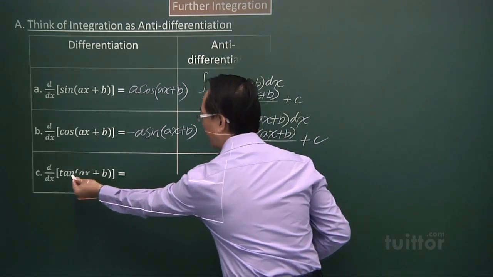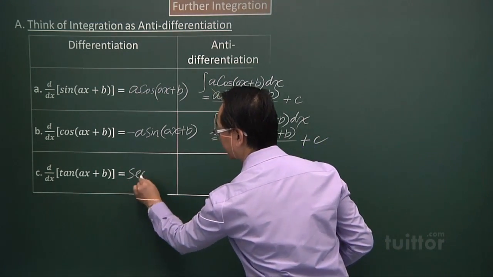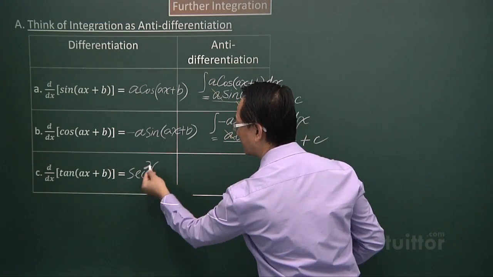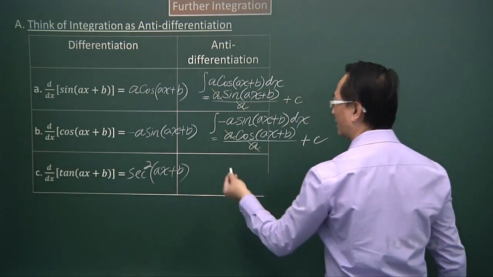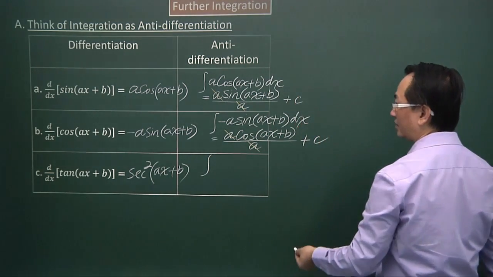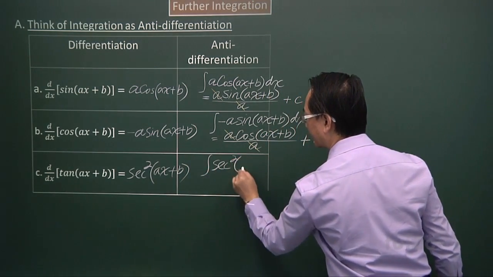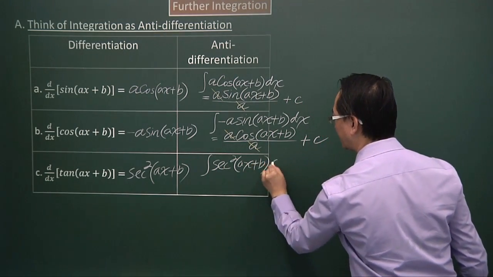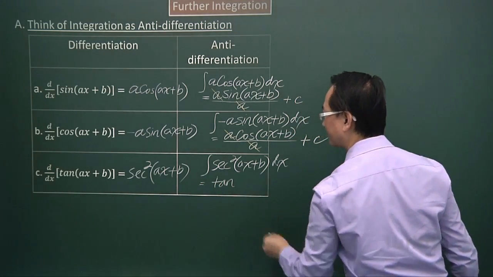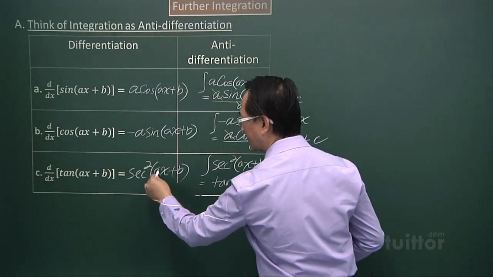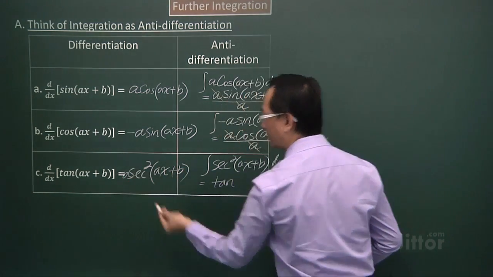Next, differentiating the tangent function with respect to x, I get secant squared and the expression of the angle. So if I go the reverse way, meaning integrating this with respect to x, well, I get tangent. Oh, by the way, I must have a multiplier here. When I differentiate this, I get an a, which I'll put right in front of secant squared.